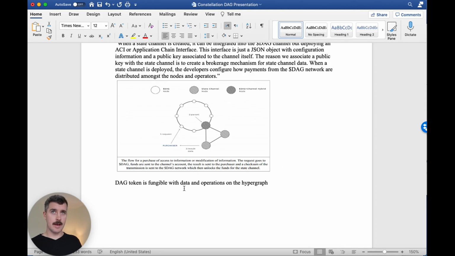That's really what makes DAG an interoperability layer, because anything that plugs into it is fungible with DAG. And because they use information to model everything, it can plug into virtually anything.